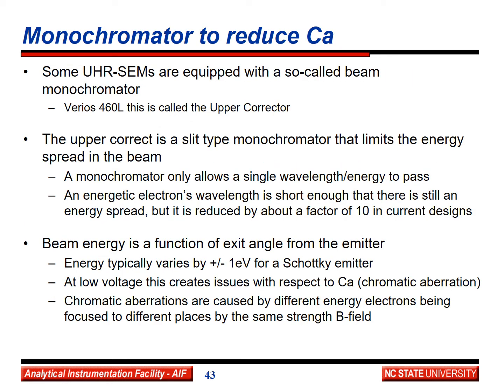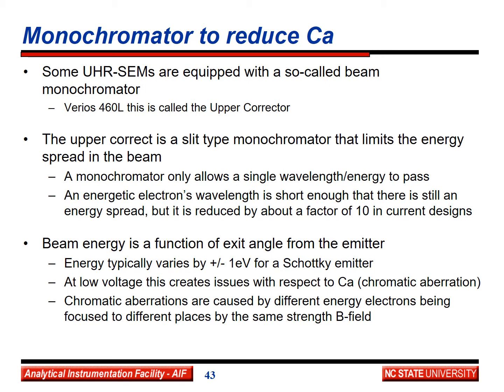Some ultra-high resolution SEMs are equipped with a so-called beam monochromator. In the Verios 460L, this is called the upper corrector. The upper corrector is a slit-type monochromator that is designed to limit the energy spread in the beam. In theory, a monochromator only allows a single wavelength or energy to pass through. Good, bad, or indifferent, an energetic electron's wavelength is so short that there's still an energy spread, but it's reduced by about a factor of 10 in current designs.